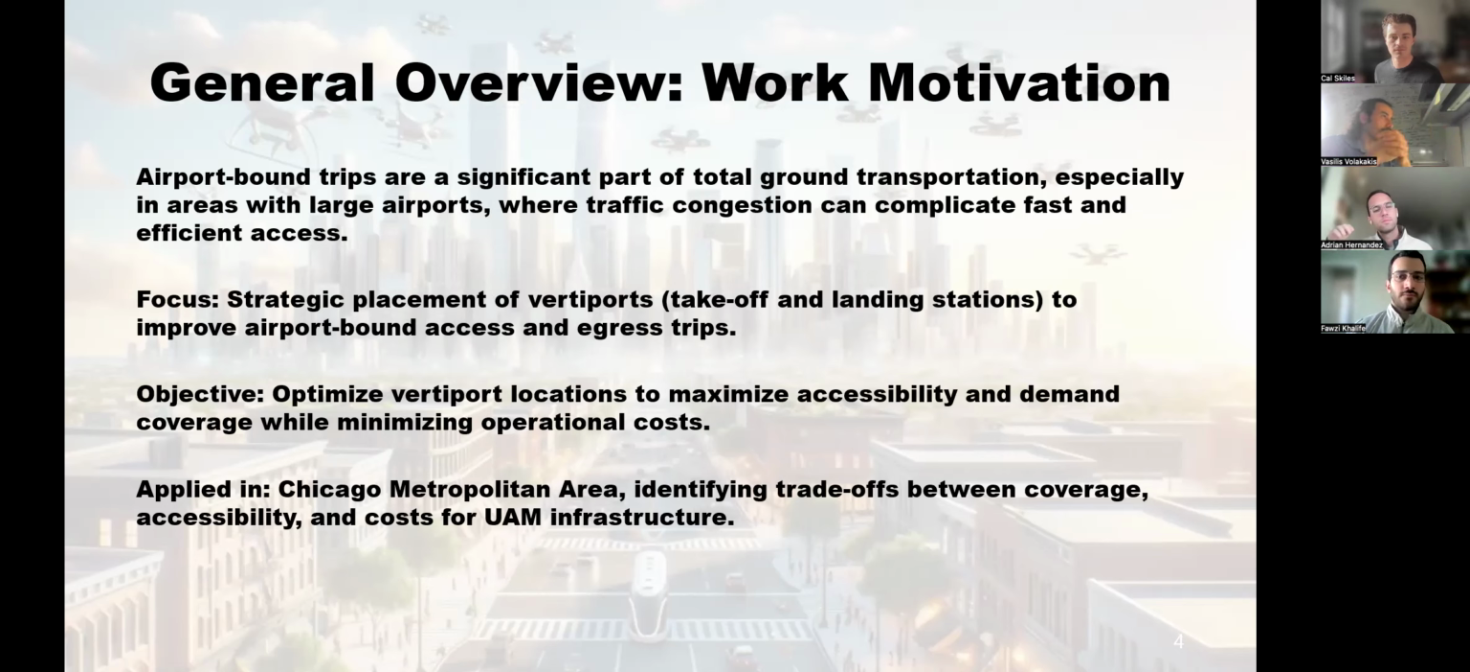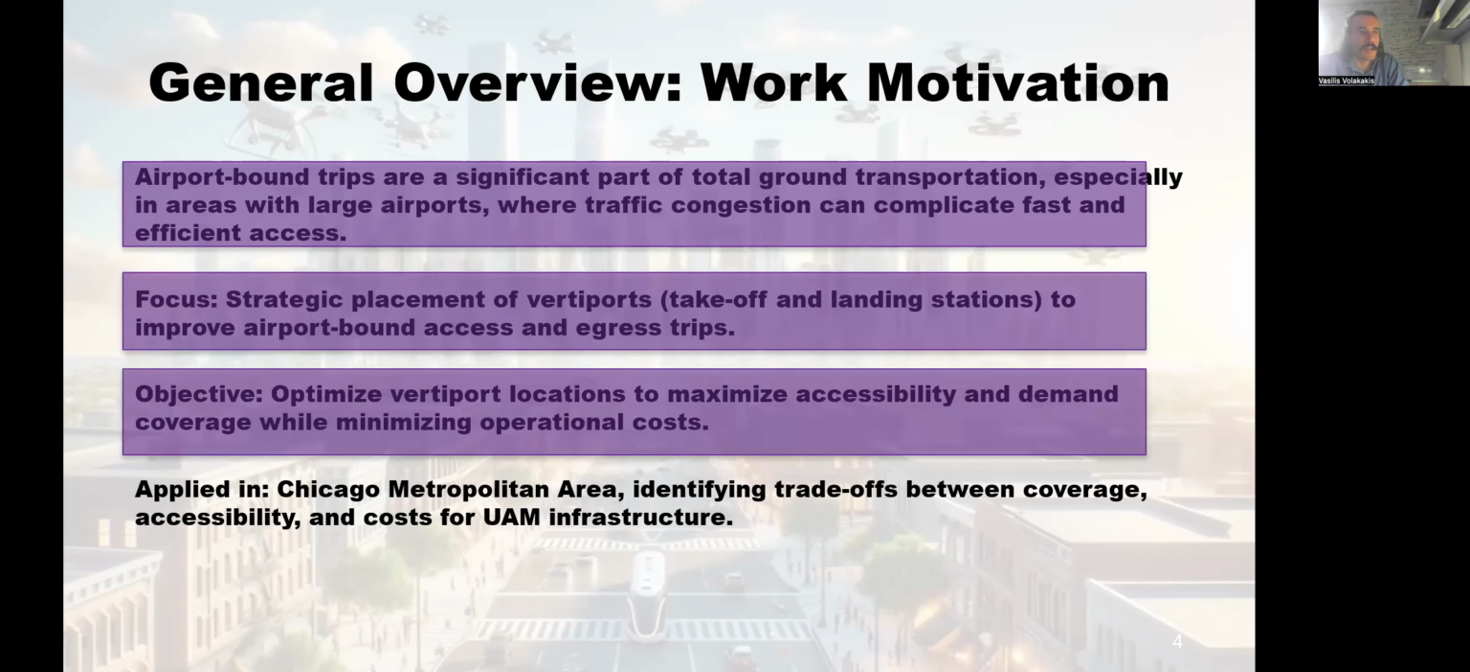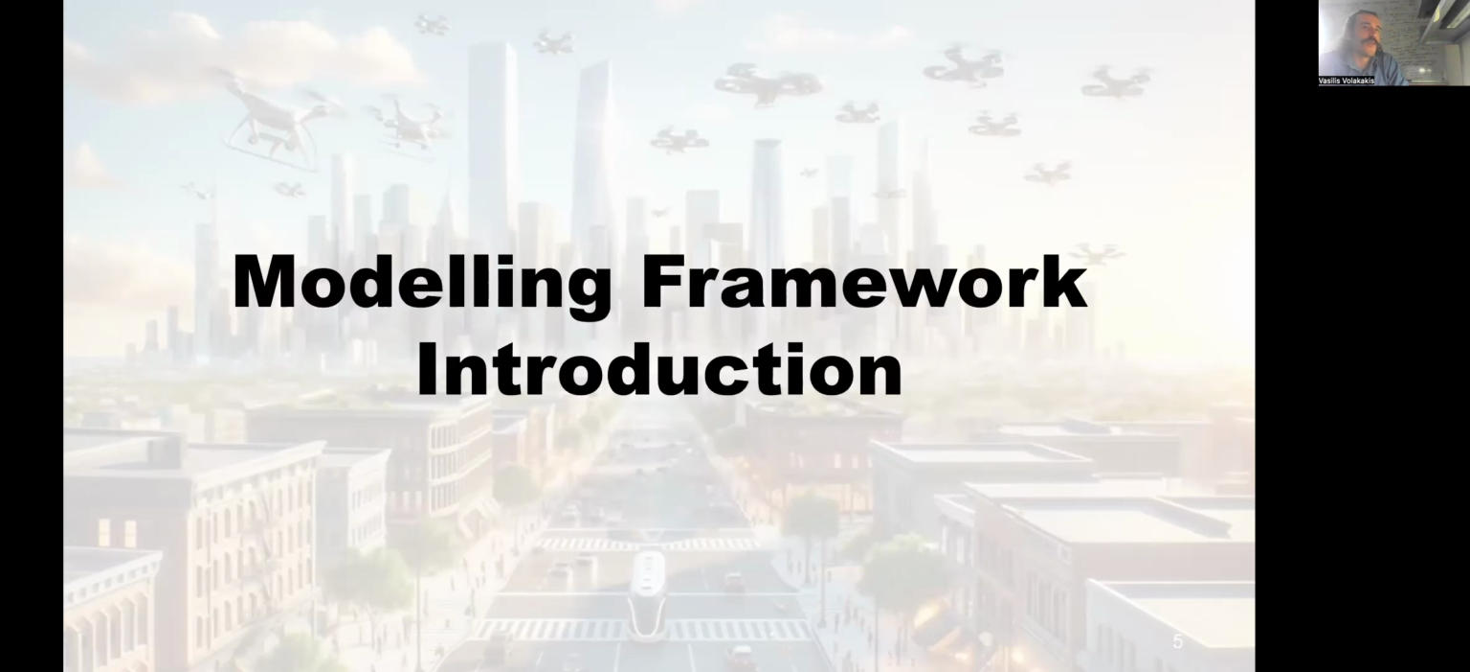The work motivation is that airport-bound trips are a significant part of total ground transportation, especially in areas with large airports, where traffic congestion can complicate fast and efficient access and egress. The focus is the strategic placement of those facilities to improve access and egress trips. The objective is to optimally allocate those facilities to maximize accessibility and demand coverage while minimizing operational costs. This framework was applied in the Chicago metropolitan area, identifying various trade-offs between coverage, accessibility, and cost of that type of infrastructure.